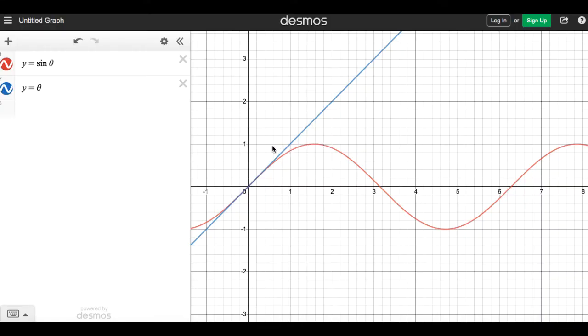Here we're looking at two graphs on Desmos. The blue graph is just the line y is equal to theta. It's like y is equal to x, except my x variable is theta. And so we see that it's a straight line.